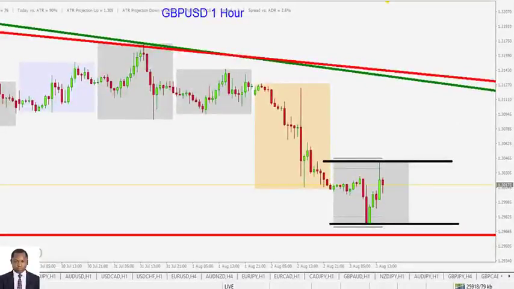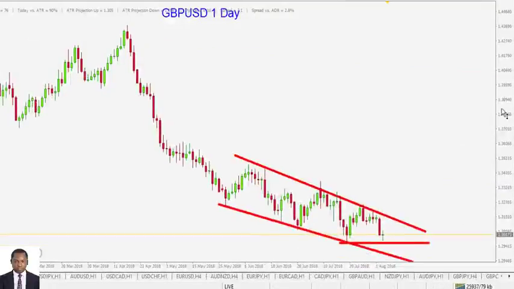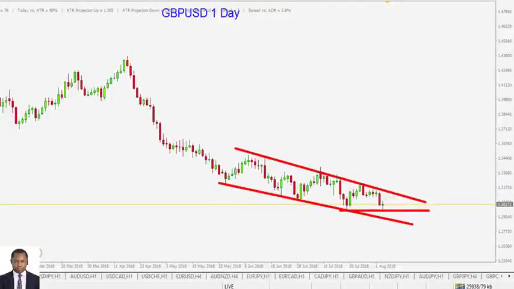Yesterday's interest rate announcement for the sterling pound against the American dollar drove price to the downside, but it seems today prices are hesitating a lot before the NFP announcement to continue that push to the downside. Again, in the daily time frame, for those of you who watched yesterday's review, we already talked about the significance of this channel formation in the daily time frame.